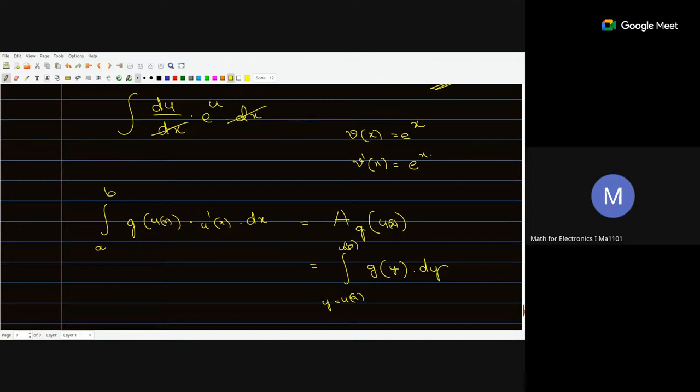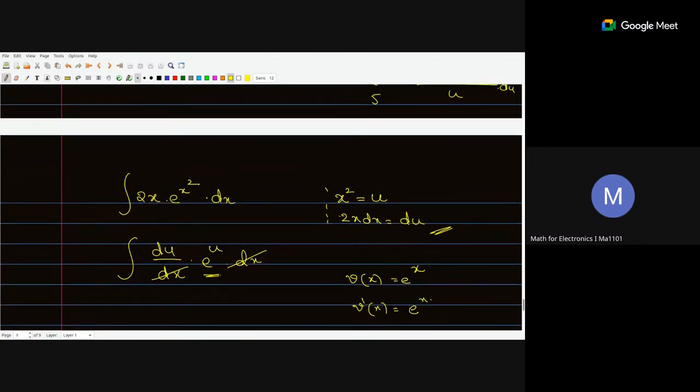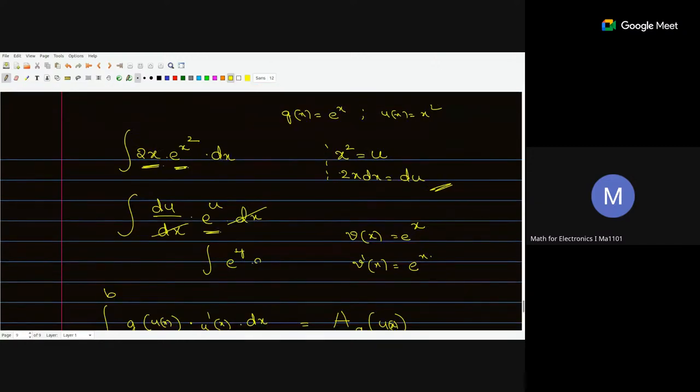So for this, again, if you know g of y, then simply you integrate this. And in this particular question, your g of x will be e power x. If you treat g of x as e power x and u of x as x square, then e power x square is g of u of x, and this is u prime of x, correct? So this integral can be written as this integral, just g of y, which is e power y dy.